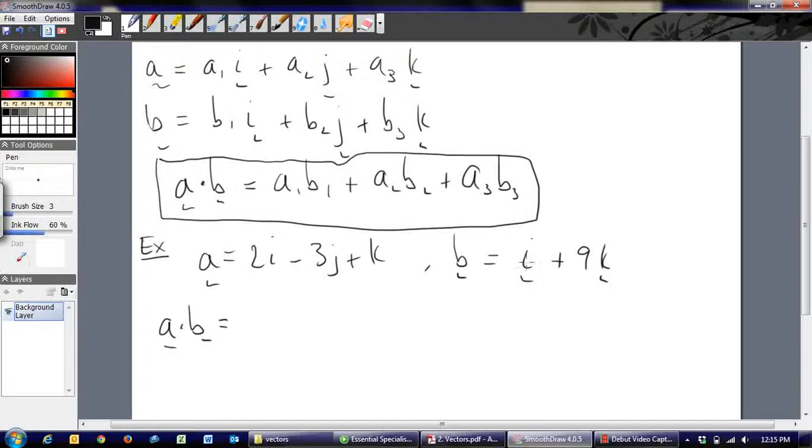So let's multiply the i components together. 2 times 1, so that'll be 2, plus, let's multiply the j components together. Here we have negative 3, over here we have 0. There's no j component over here. What's negative 3 times 0?